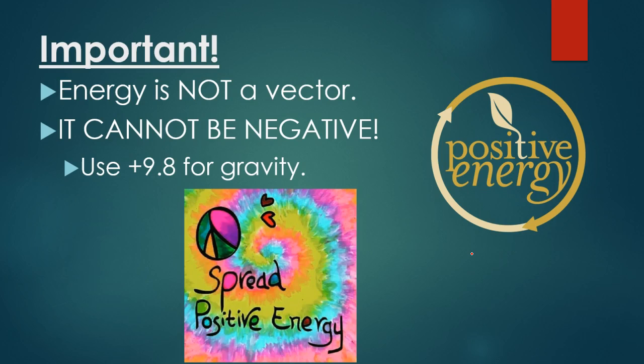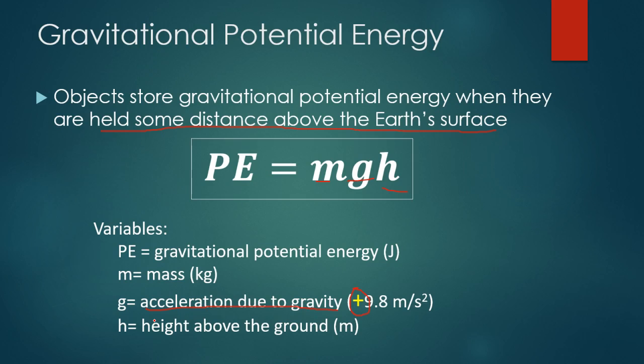It says that energy is not a vector, which means it cannot be negative. It doesn't have a direction. So we always want positive energy. We like people with positive energy. We like positive vibes. We don't like negative energy. So that's a good way to remember it. For that reason, we're always going to use positive 9.8 for gravity if we're dealing with energy, right?